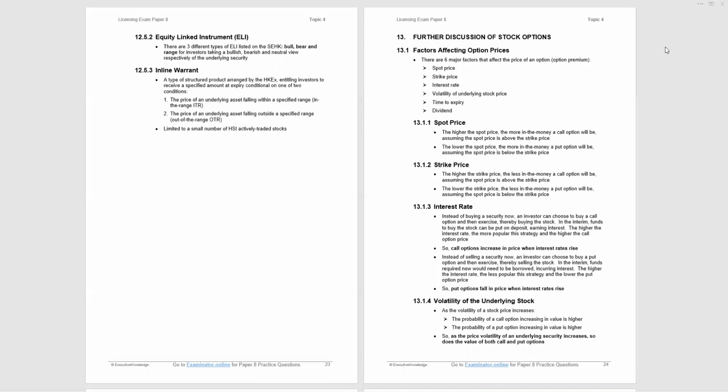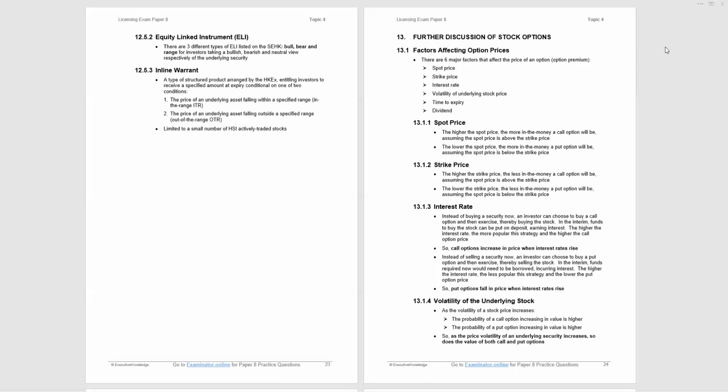Going on to the last section of topic 4, paper 8, further discussion of stock options. Now, this gets quite technical. Six factors that affect the price, the premium of a stock option. And there they are: spot price, strike price, interest rate, volatility of underlying stock price, time to expiry, and dividend. So there's a lot of them, six determinants of an option price.